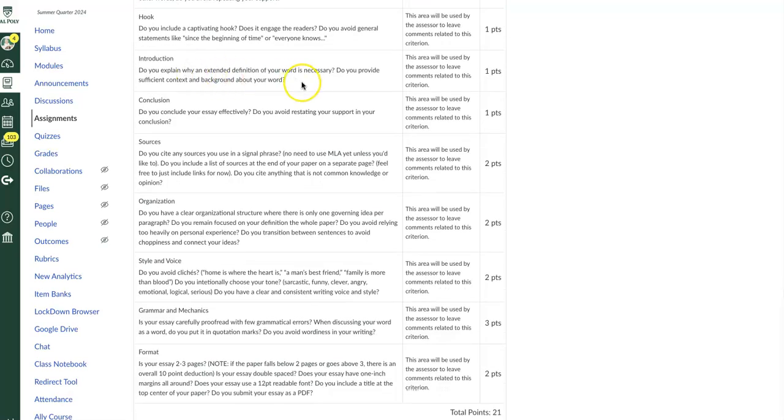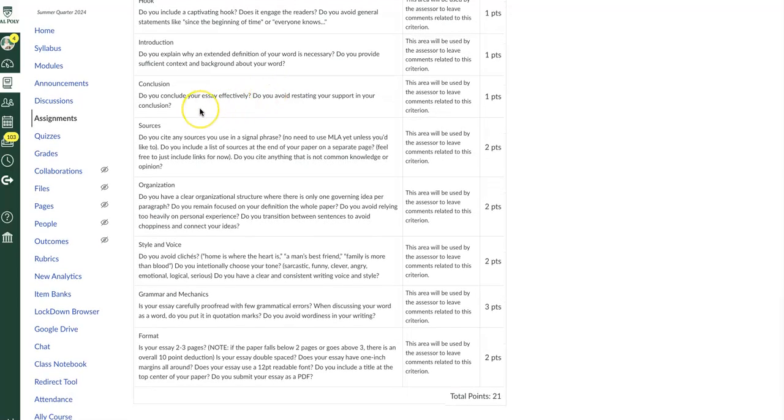In your introduction, do you explain why an extended definition of your word is necessary? So why are you defining this word? Why now? This is a good moment to provide context and background information about your word. So why is it timely? Like maybe you're choosing a word that needs to be defined in this moment in time because blank. That would be a perfect place to put in your introduction.